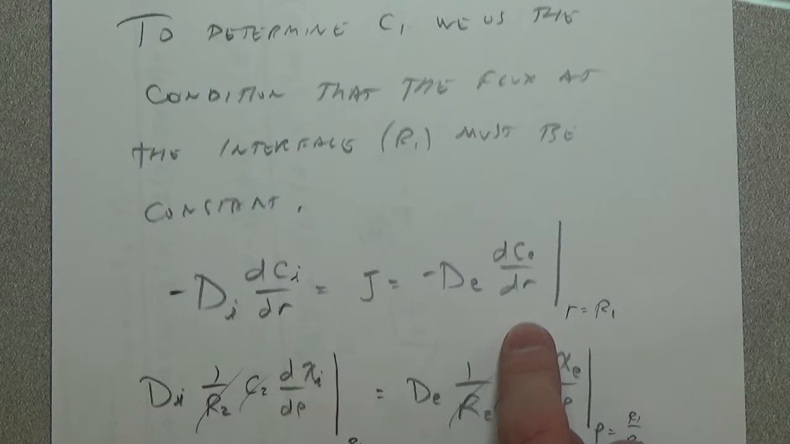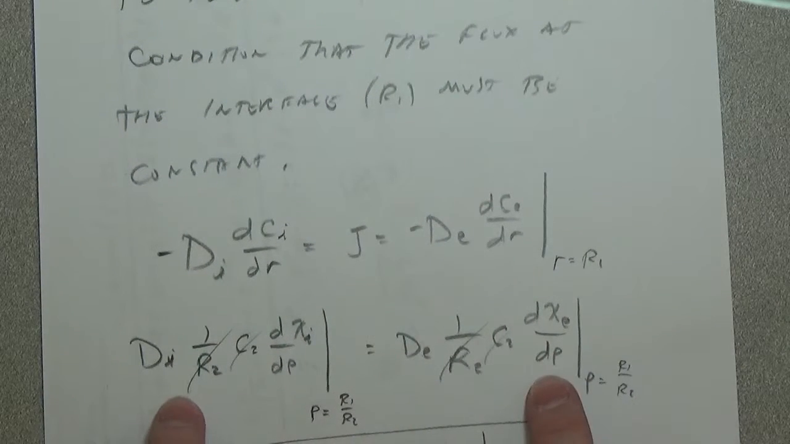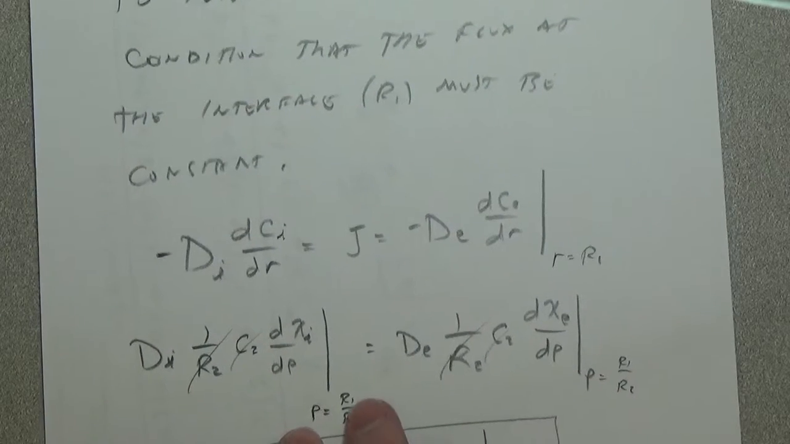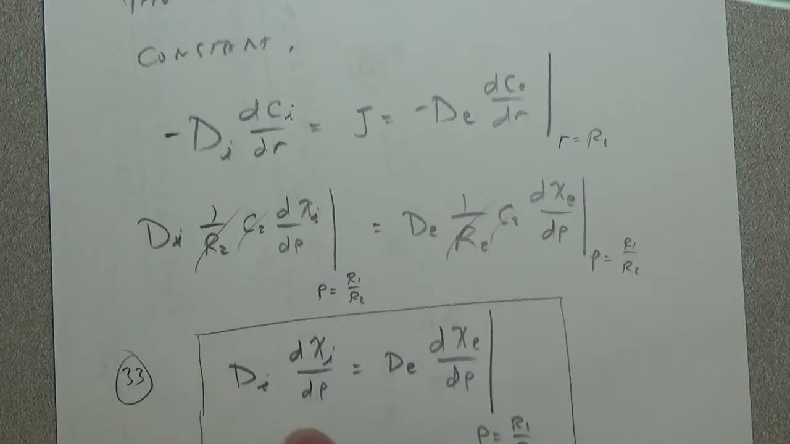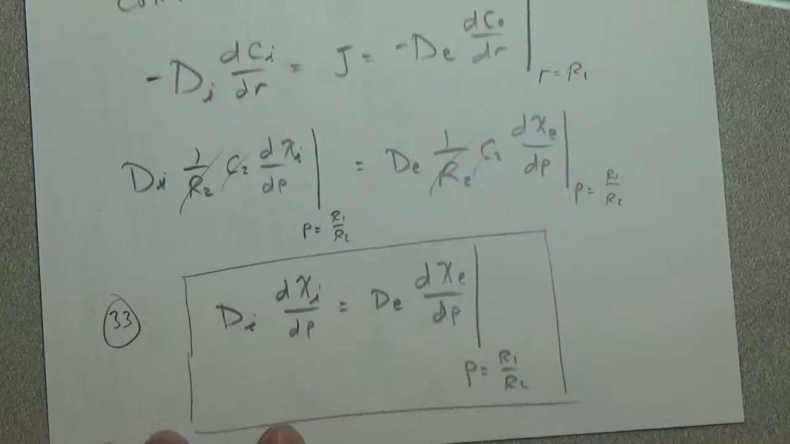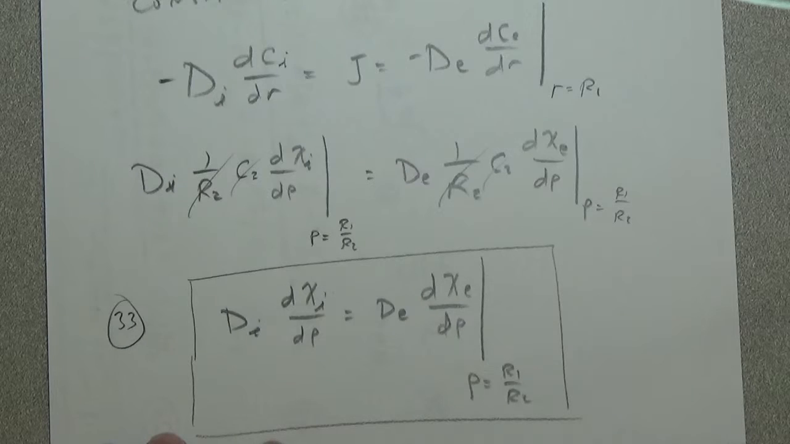And for that to be true, we get the flux, set them equal, at rho is equal to R1 over R2, and that gives us this additional equation that we need to solve. So this is going to tell us the slopes at the interface for the interior and the exterior depend on the ratio of the diffusion coefficients.